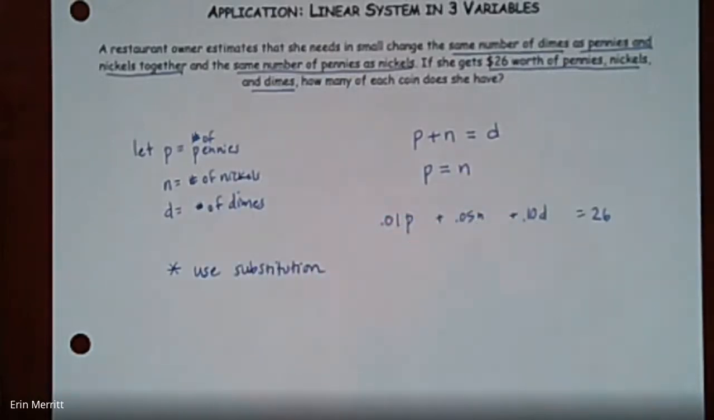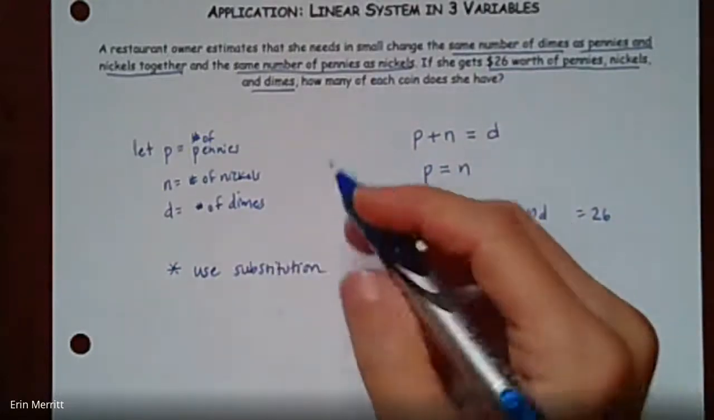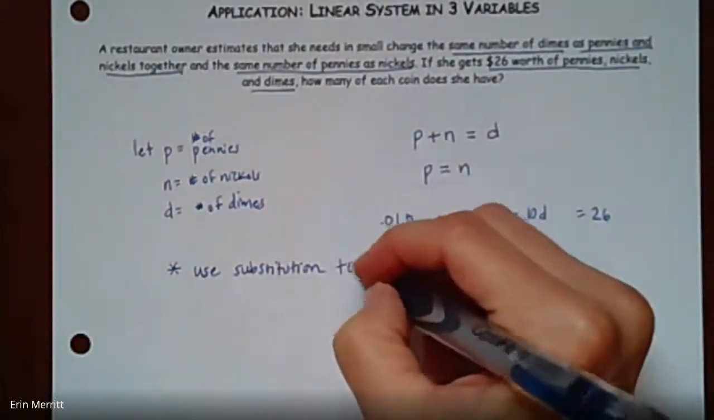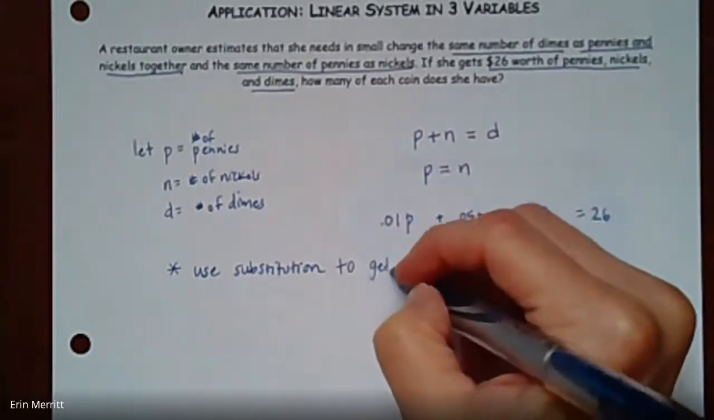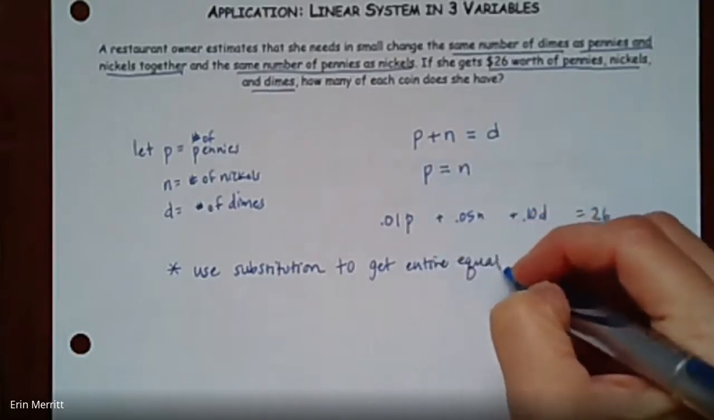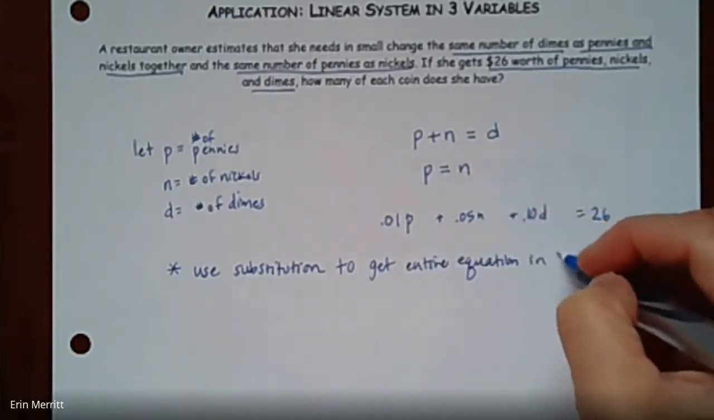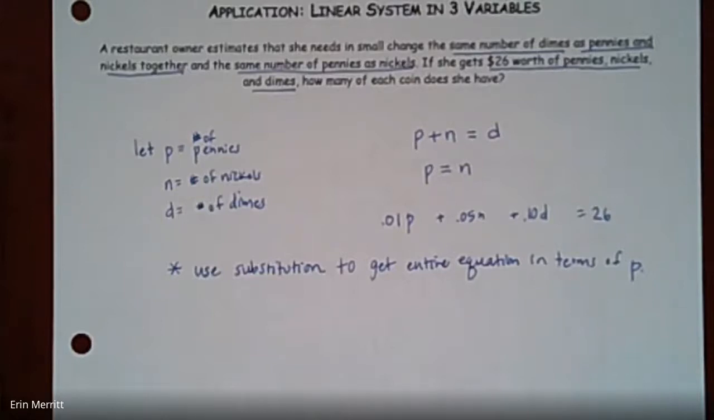right, to get an entire equation either in terms of P or in terms of N. So you can use either. If we were in class, I'd probably say, which would you guys prefer? But since you're not with me, I'm going to pick. So let's use substitution to get the entire equation in, let's say, terms of P. All right, let's get everything in terms of P.